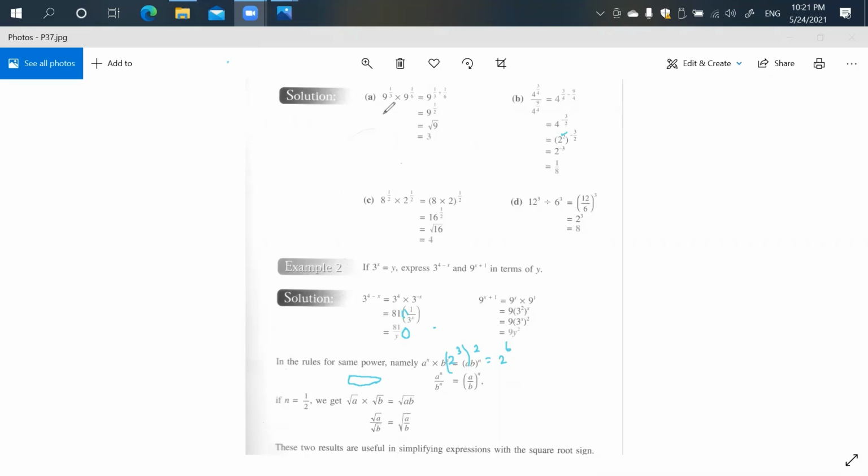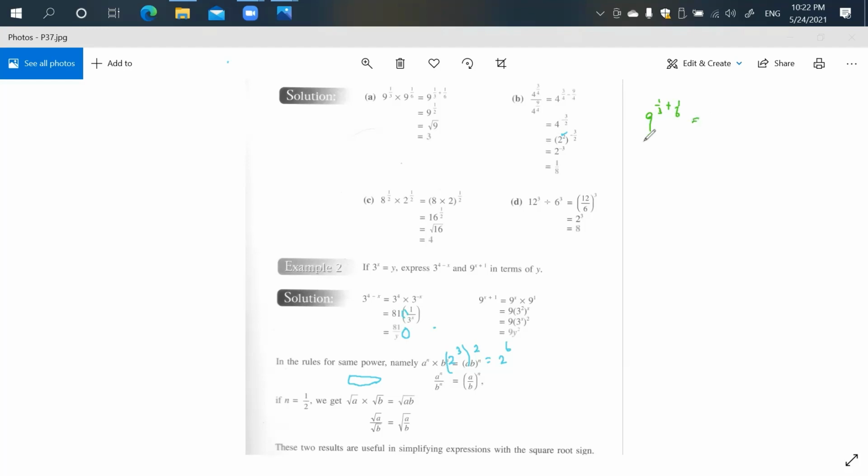See the example. If we have 9 power 1 over 3, times 9 power 1 over 6. You can observe 9 is the same base, right? So index plus, as we just saw from the formula. So this becomes 9 power 1 over 3 plus 1 over 6, same base, index plus.